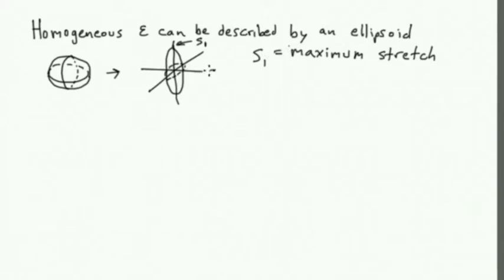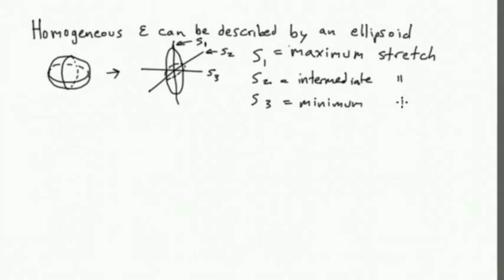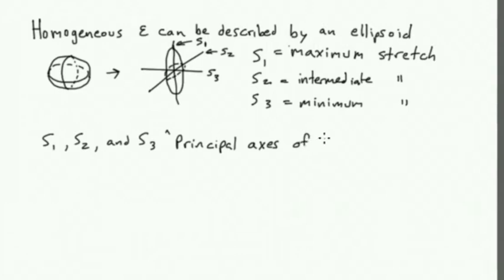The smallest stretch here would be S3, and the intermediate one, S2. This is intermediate stretch and minimum. And we call these S1, S2, and S3 the principal axes of strain. These are supposed to be quotation marks.